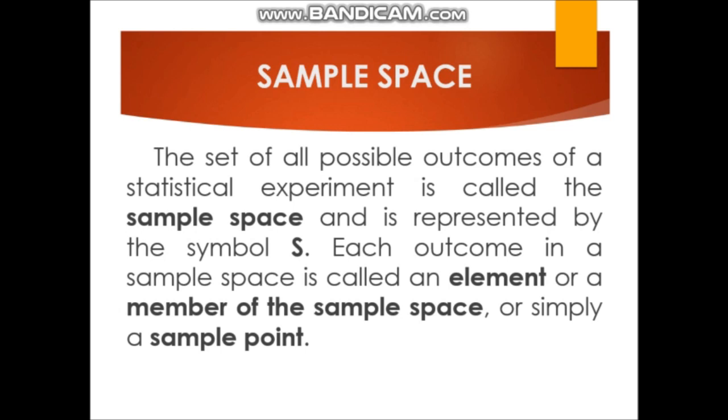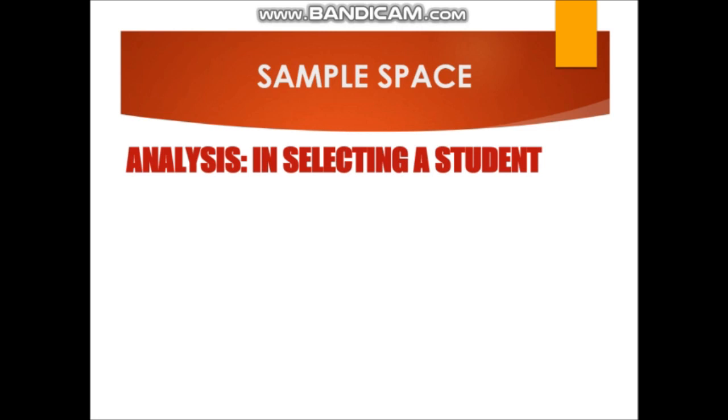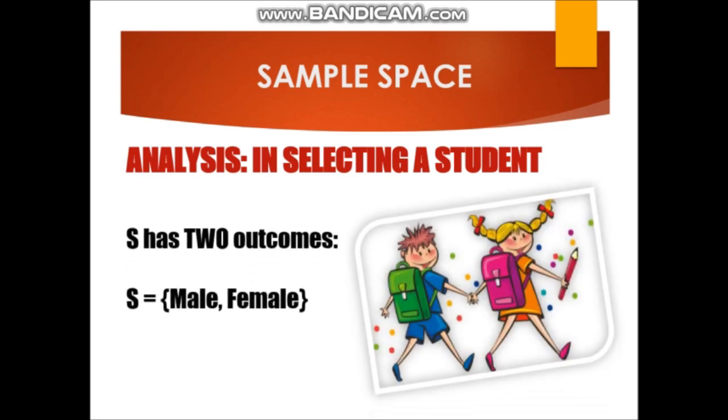A portion of this sample space is what we call the element that we can use to get its event. Now, let us proceed to an example for you to understand clearly how we are going to get the sample space and the probability of an event. Let's say we are selecting a student. If we talk about the gender of a student and you need to select one, you can select either male or female. Meaning, in selecting a student, we have two outcomes.